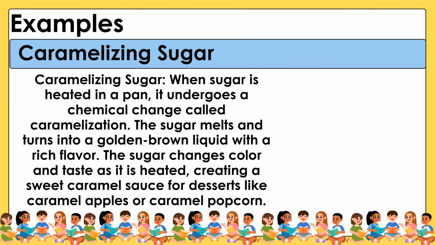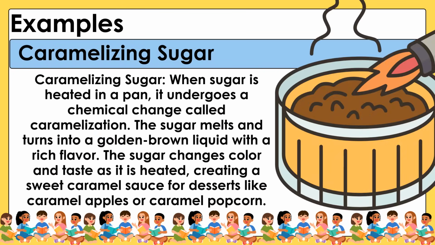Caramelizing sugar. When sugar is heated in a pan, it undergoes a chemical change called caramelization. The sugar melts and turns into a golden brown liquid with a rich flavor. The sugar changes color and taste as it is heated, creating a sweet caramel sauce for desserts like caramel apples or caramel popcorn.